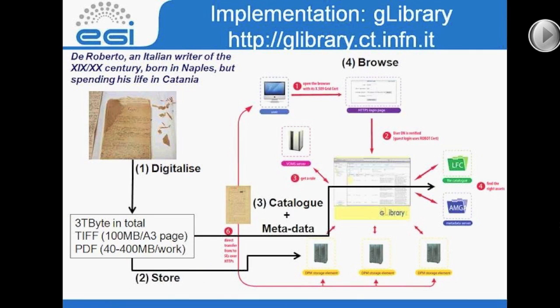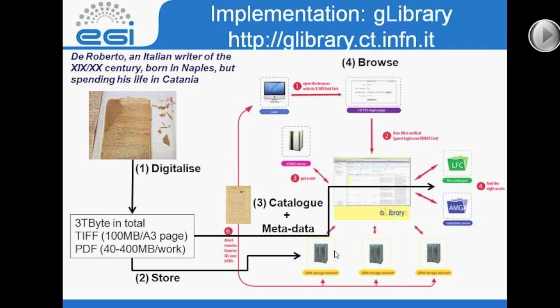A particular implementation of this use case is, for example, the G library environment, which provides a digital repository of the digitalized work of Roberto, who was an Italian poet from the 19th, early 20th century from Naples, and whose work is originally on very old papers that are very close to be destroyed. So the local digital heritage preservation community digitalized these old papers and created large size TIFF and PDF files, which are 3 terabytes in total, and put these files onto storage elements of a dedicated virtual organization.